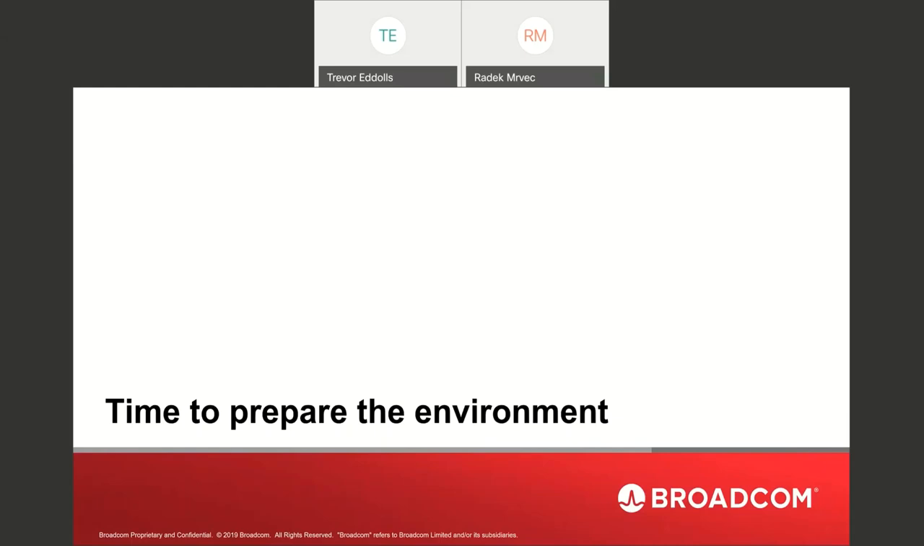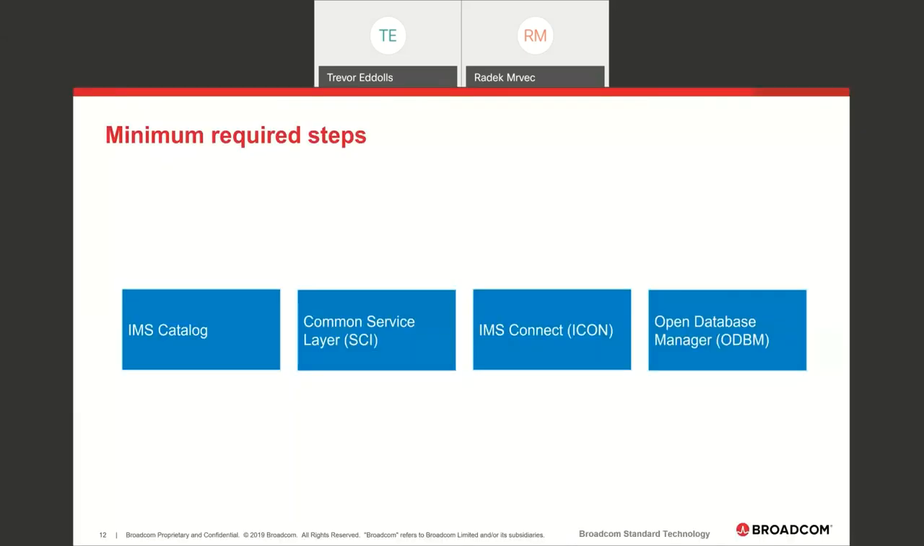But first, to be able to allow them to work on this kind of task, we need to prepare the environment. So let's take a look at what will be needed. Here we have four items, which I am saying are the minimum required steps. And usually when I am presenting in front of an audience, I ask the question if all of them are really required. The answer is no. Only three of them are really required. But I put four because with this one, which I'm still hiding, it's much easier. Who is it? Yeah, it is the IMS catalog.